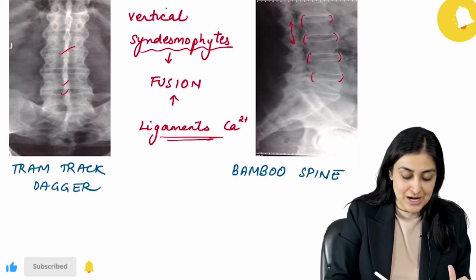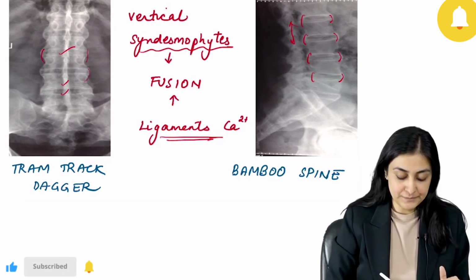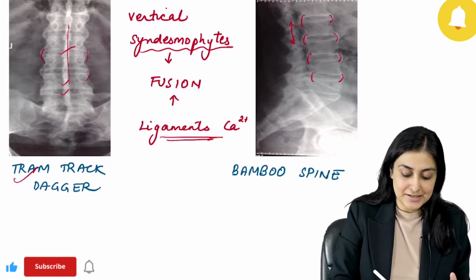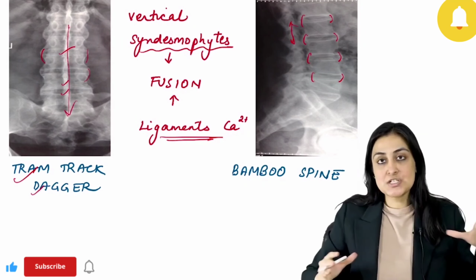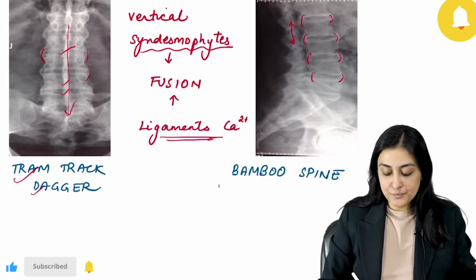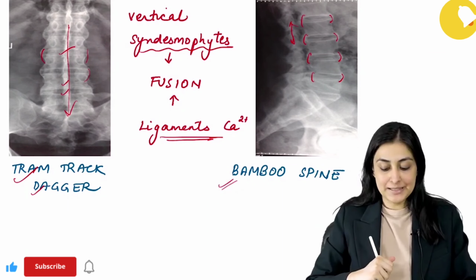So you see this tram track appearance, wherein everywhere on an AP view, you are seeing this fusion, tram track, also called the dagger sign because of the central ossification, and because it is completely fused like a bamboo, it's also called a bamboo spine.